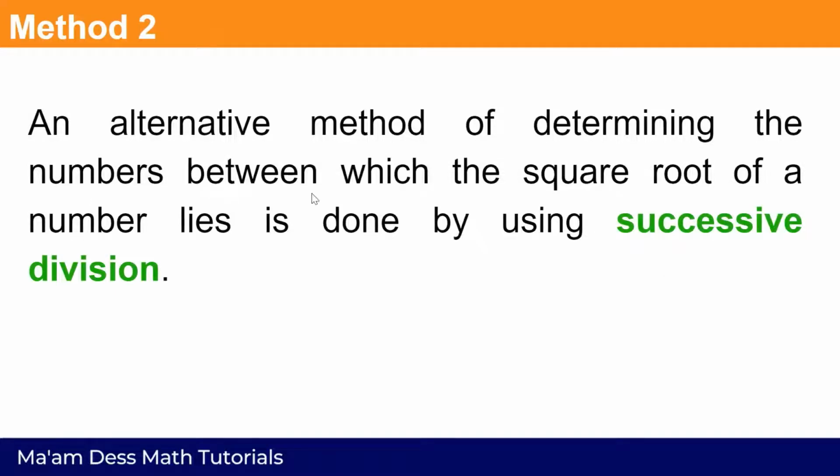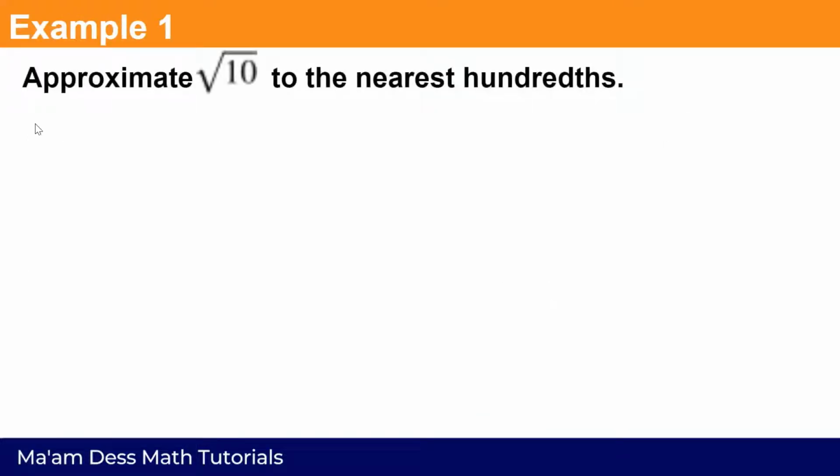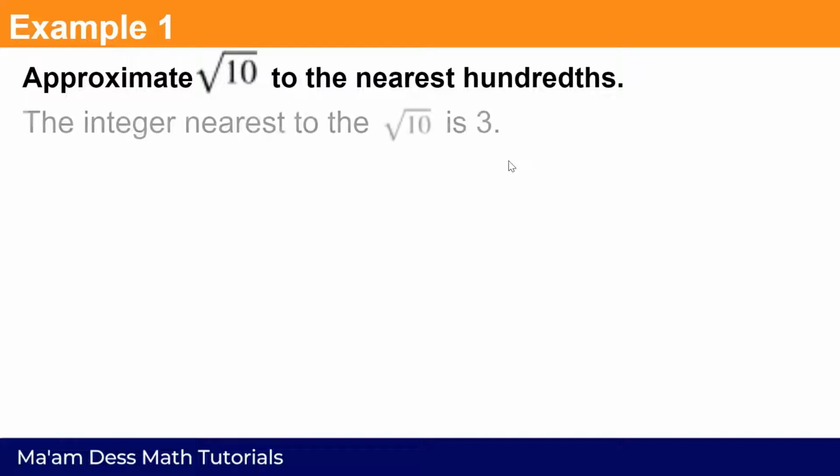Method 2. An alternative method of determining the numbers between which the square root of a number lies is done by using successive division. So here are the steps. So let us answer example 1. Approximate square root of 10 to the nearest hundredth. The integer nearest to the square root of 10 is 3.